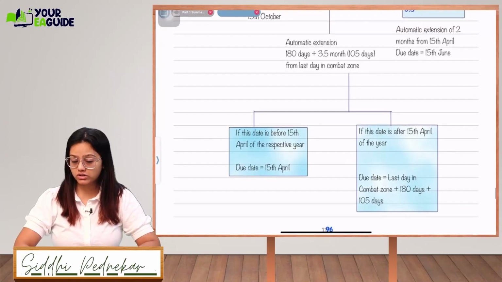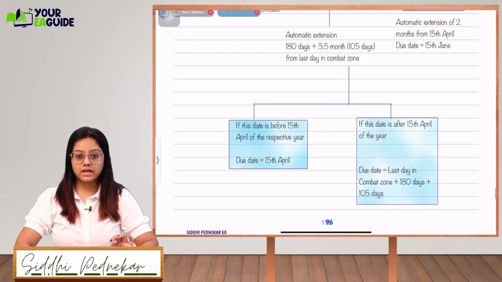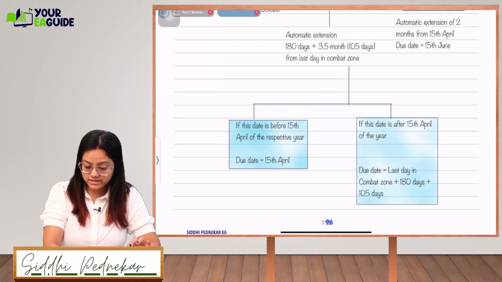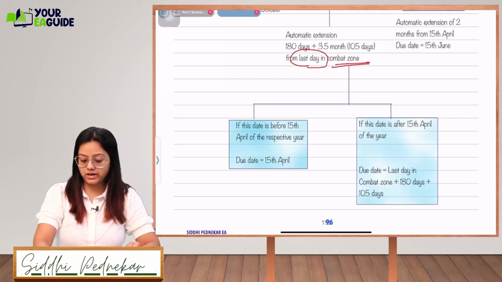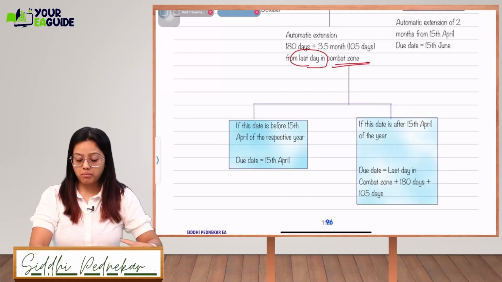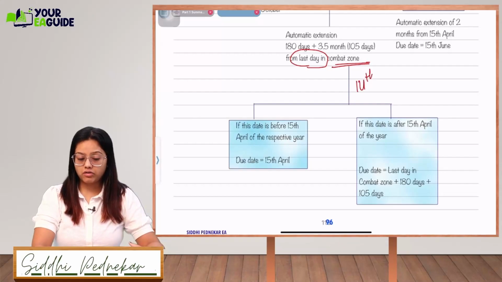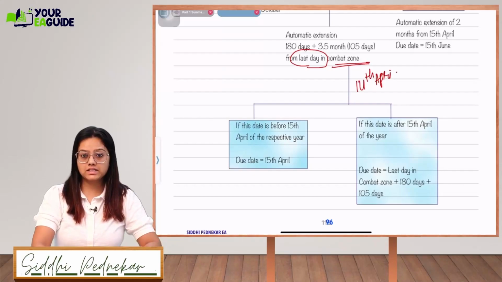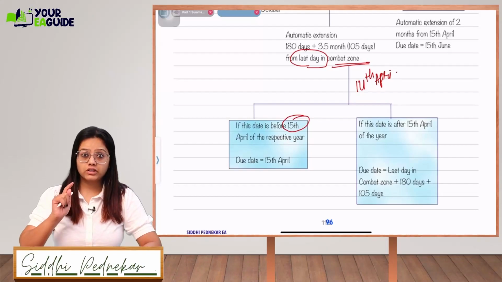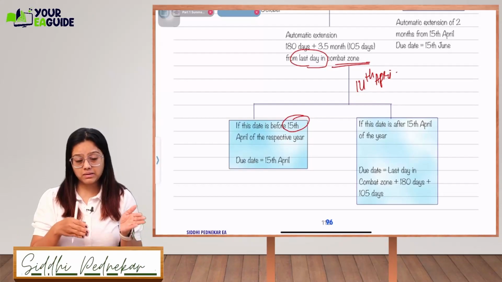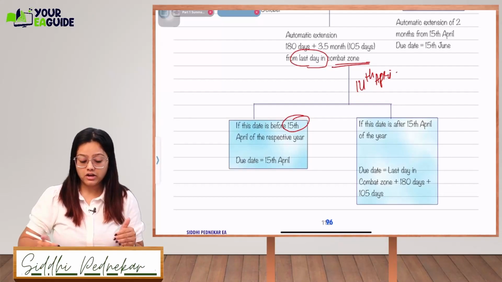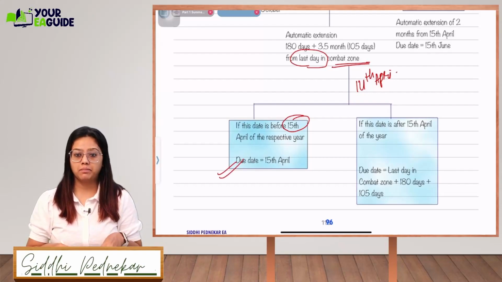There will be one question on this, as I mentioned. Let's say the person is in a combat zone till 14th of April. So can I say this is before 15th of April of the respective year? For that person, if he is returning back before the due date, the due date will be 15th April, the original due date I am talking about.